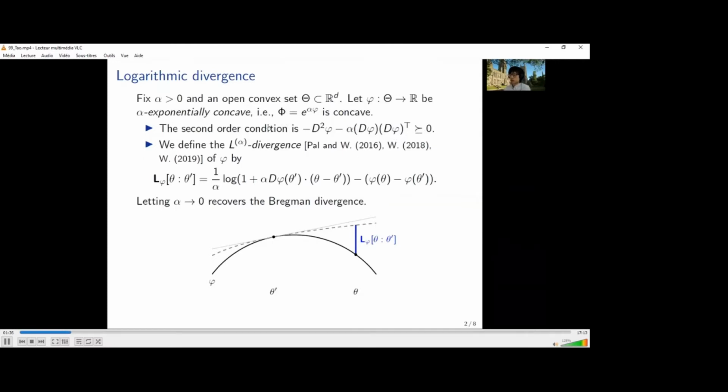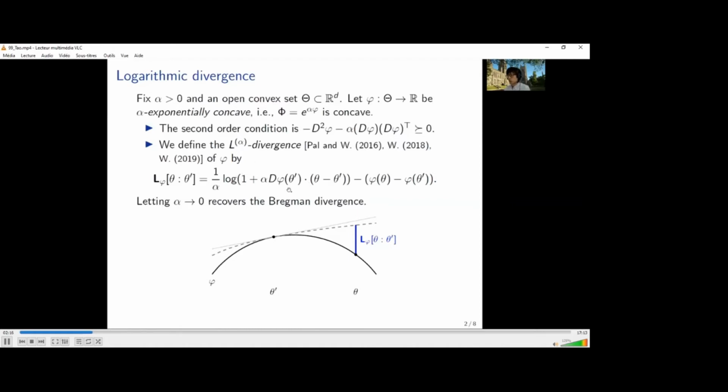Because of the exponential concavity of this function, suppose that I have 2 points, theta prime and theta here. Usually for the Bregman divergence, we use the straight line, which is the tangent hyperplane. But because of the alpha exponential concavity, we can use a curved first order correction. The error coming from this correction gives us the so-called L alpha divergence, which was first introduced in my joint work with Schmidt in 2016 and also extended in my later work in 2018 and 19. It is defined as follows.